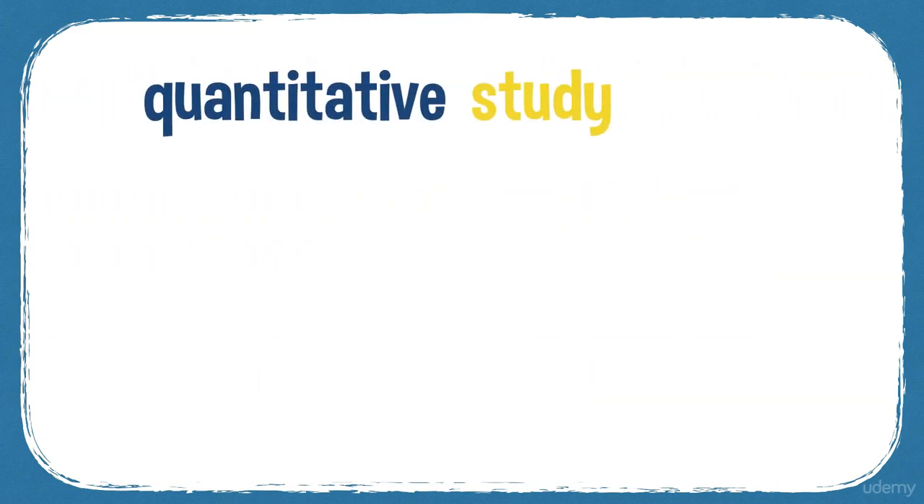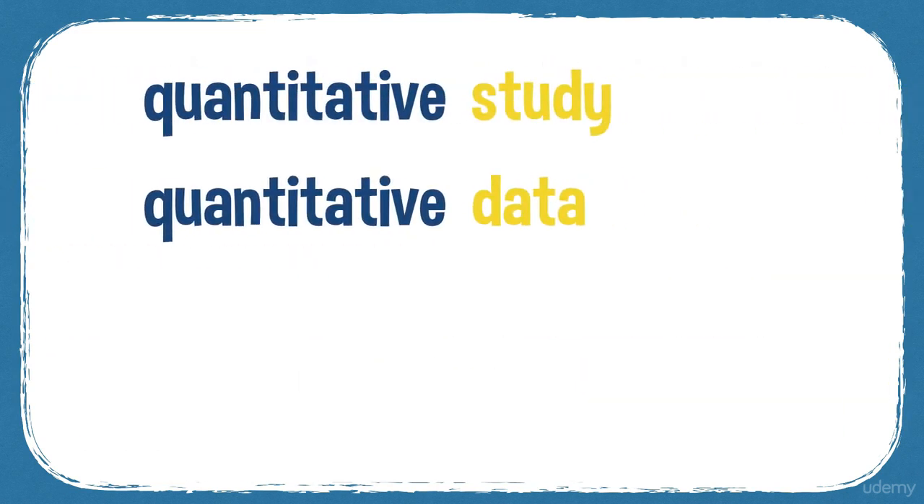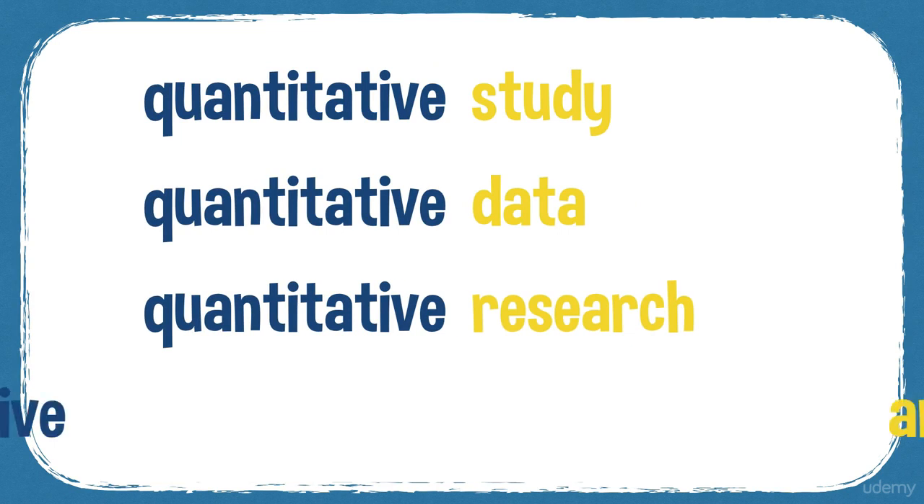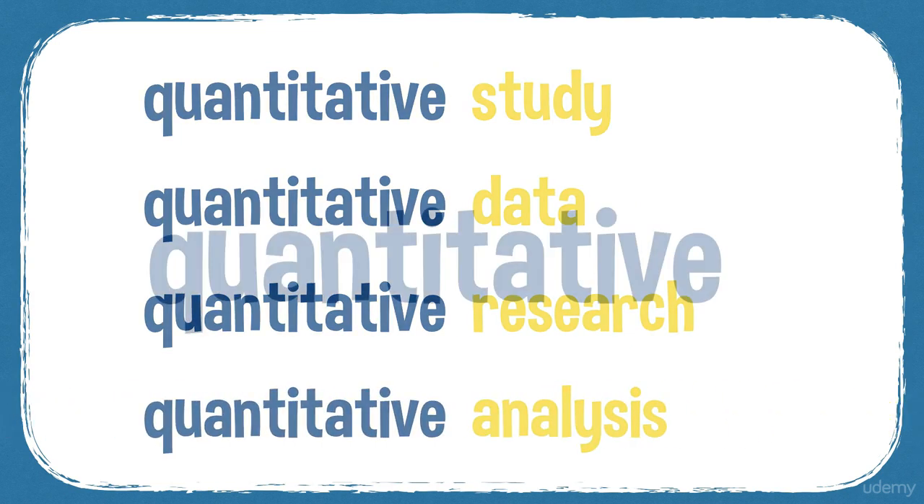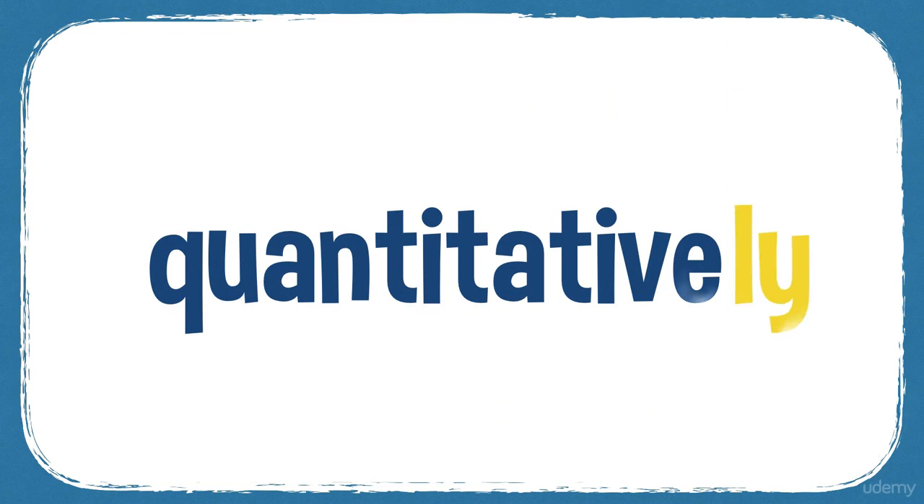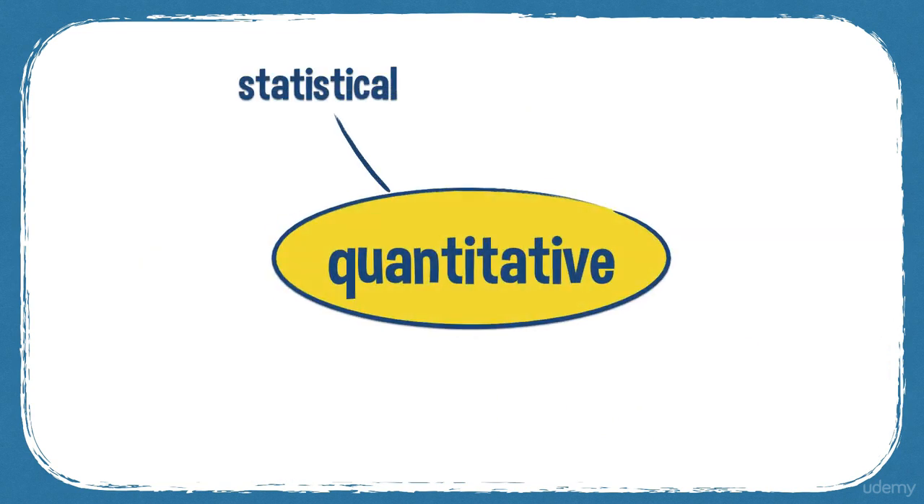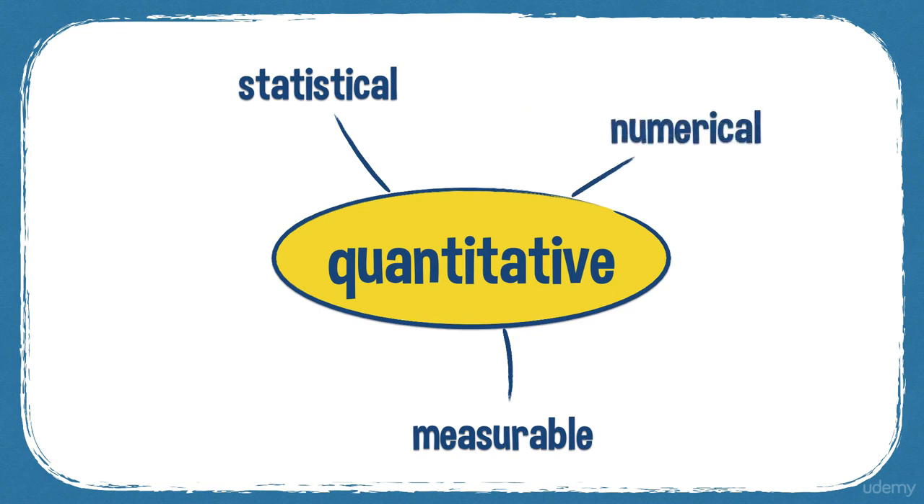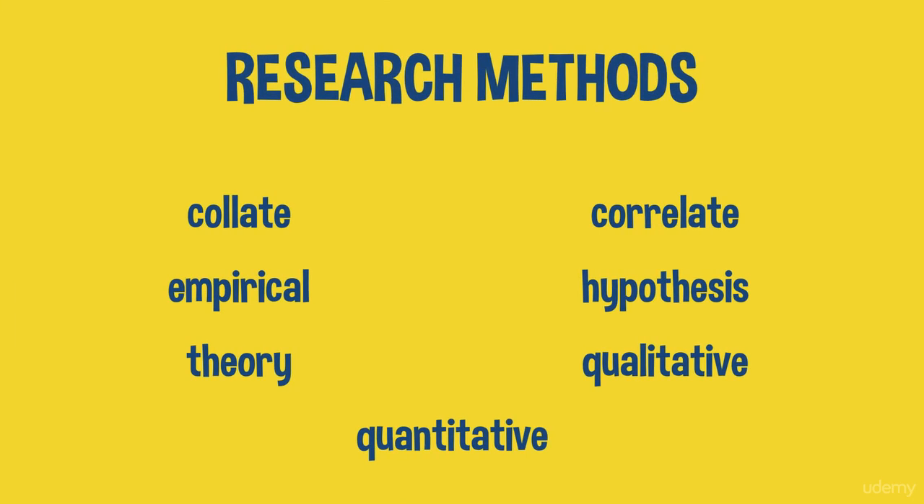So we can talk about a quantitative study or data, quantitative research and analysis. And you can have an adverb as well, quantitatively. And some synonyms: statistical, measurable, numerical. So there are your 7 words for research methods: collate, correlate, empirical, hypothesis, theory, qualitative, and quantitative.